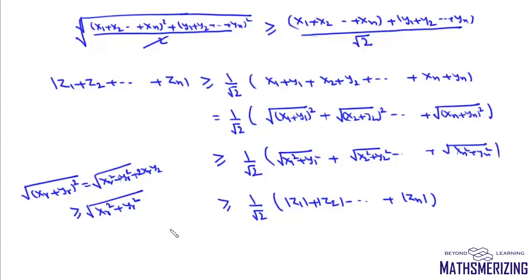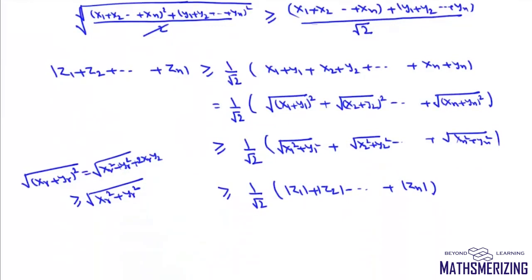So that means the smallest positive value of k in this case will be simply root 2. So the smallest positive value of k is simply under root 2, and that is the answer to this question.